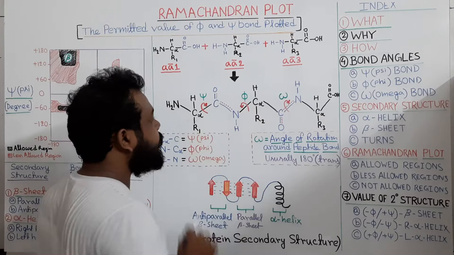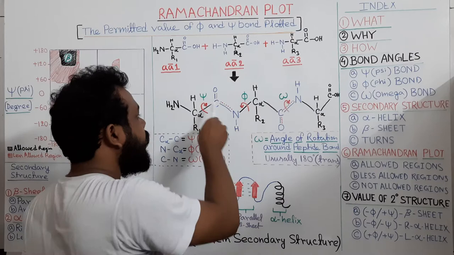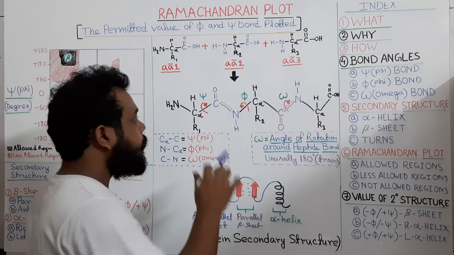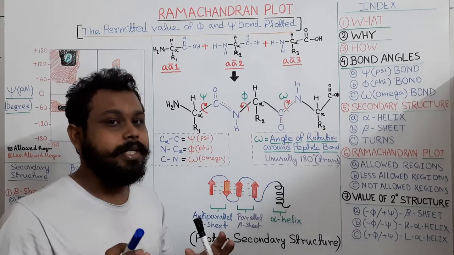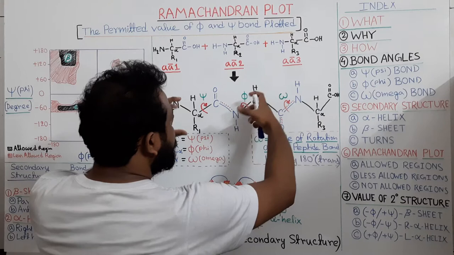That is a 180 degree angle. In this configuration, the CO and NH bond conformation is trans. This peptide bond is denoted as omega. We know this peptide bond is rigid and there is no rotation in it, but the bonds adjacent to this peptide bond can rotate around it.